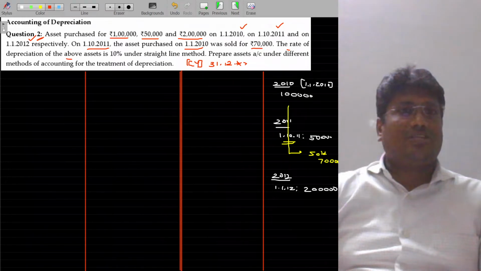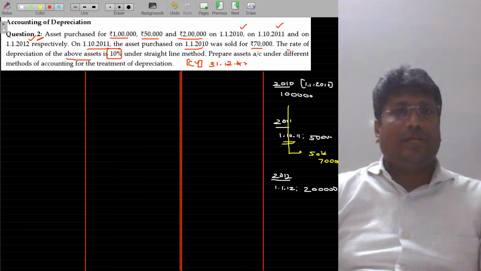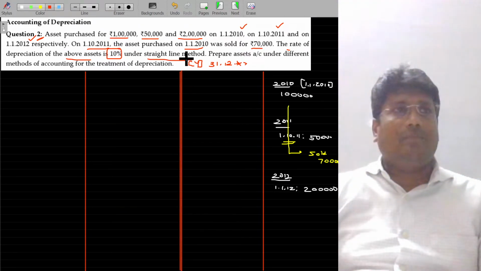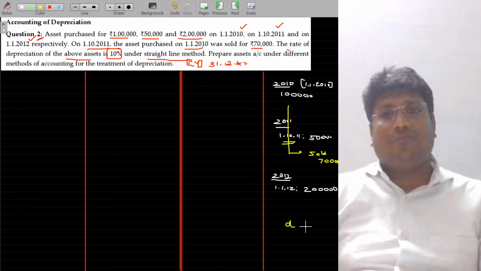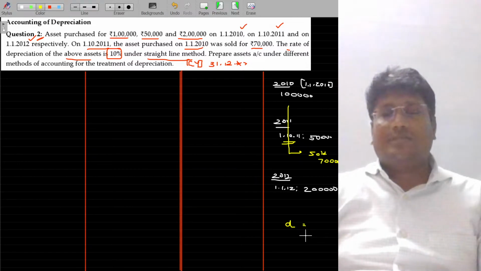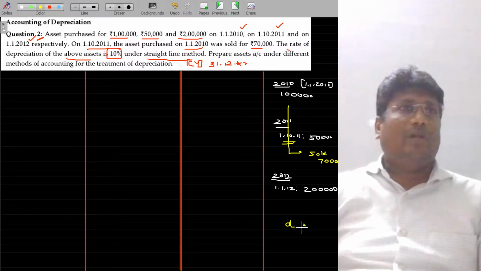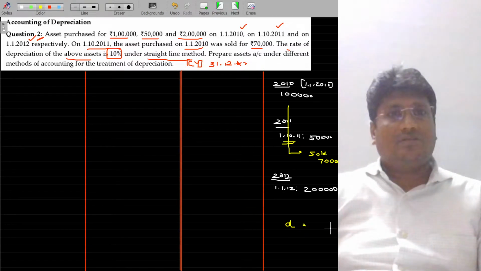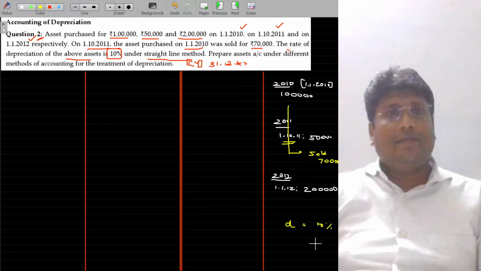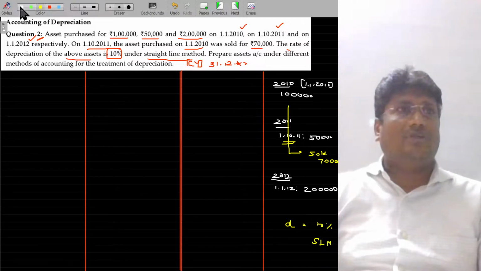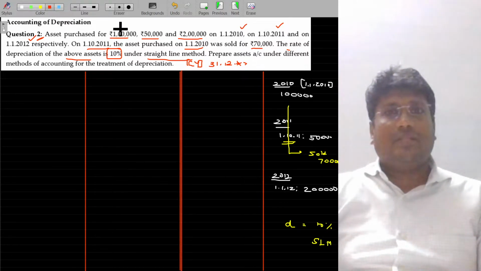The rate of depreciation of the above asset is 10%, and the straight line method is going to be followed. I usually give the notation for the rate of depreciation as small d. Capital D represents the amount of depreciation, so you should keep that in your mind. Small d represents the rate of depreciation, here 10%, and the method of depreciation here being SLM, straight line method, or original value depreciation method.